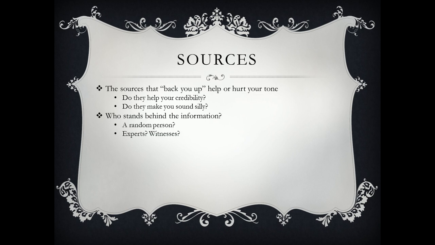So, the important thing with sources is that we need to understand who is standing behind your information. If it's just some random dude, you may not be very credible. A more formal type of source that's going to increase your level of formality includes things like experts or witnesses or scholars, people who know the subject and can back the facts up. So, if you are looking to take a more academic tone, taking things a little bit more seriously, we need more credible sources.